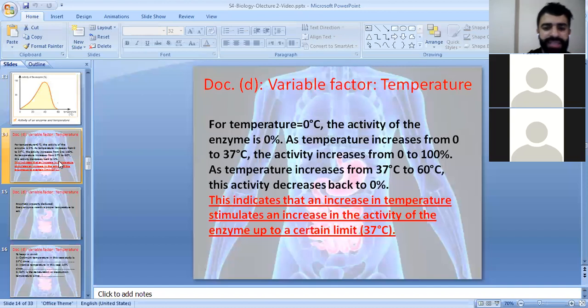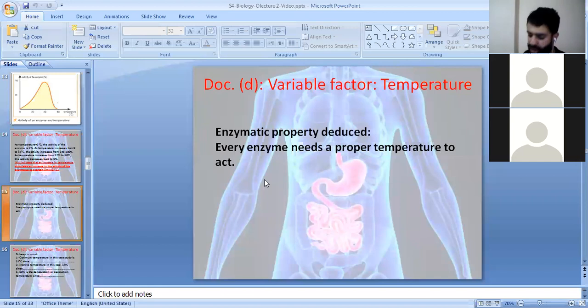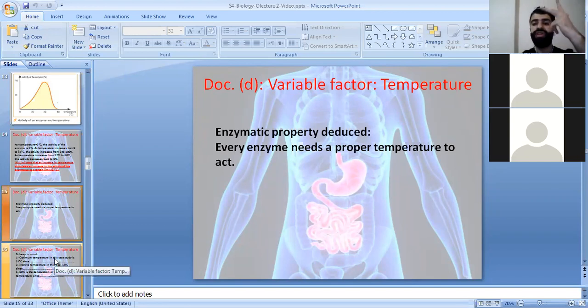This indicates that an increase in temperature stimulates an increase in activity of the enzyme up to a certain limit, which is 37. So every enzyme needs a specific temperature in order to act. So here we have 3 properties for enzyme. First one, every enzyme needs a specific substrate. Every enzyme works on a specific substrate. Second, every enzyme needs a proper pH medium, whether acidic, basic, or neutral. Third, every enzyme needs a proper temperature.